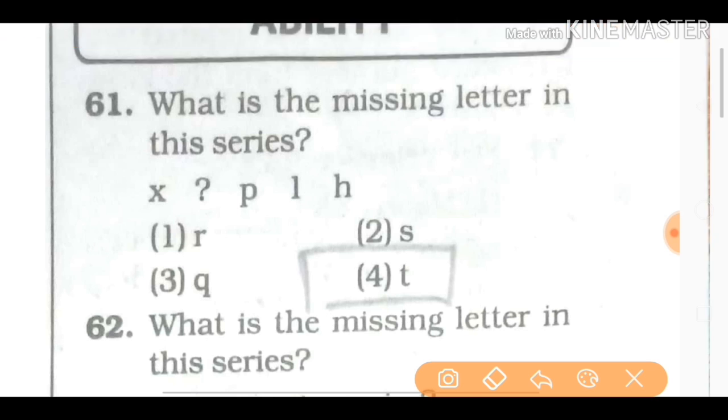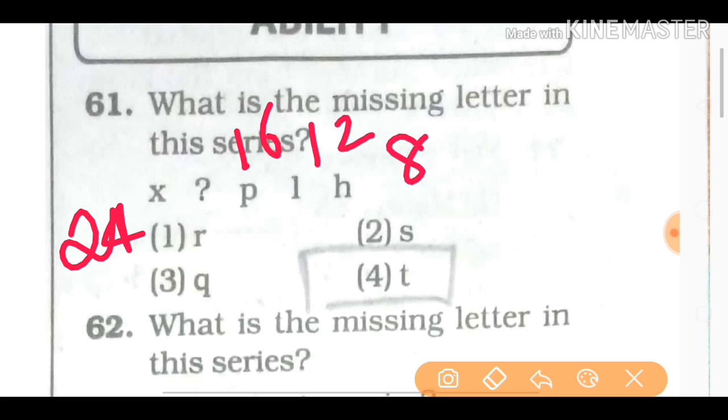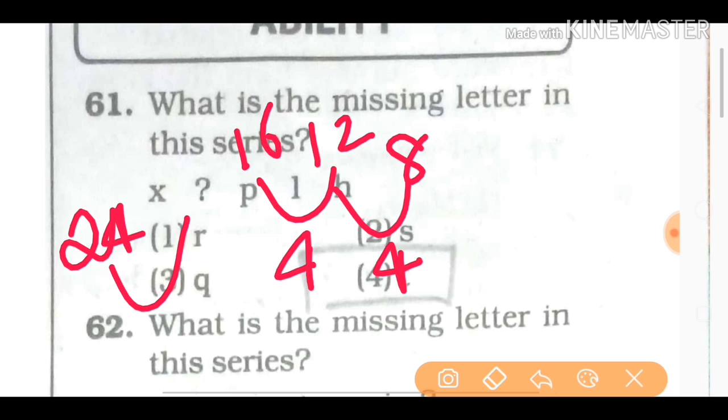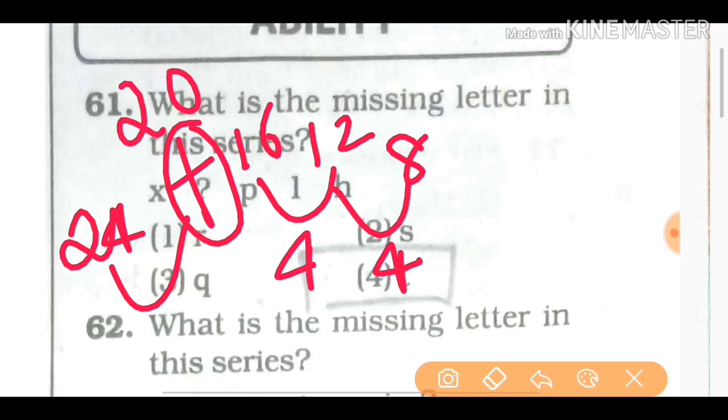What is the missing letter in the series? What is the missing letter? X is 24, right? P is 16, L is 12, H is 8. You can see the difference is 4. Here is 4, right? 24. What? T is what? 20. 20, then it will get the difference of 4, right? Got it.